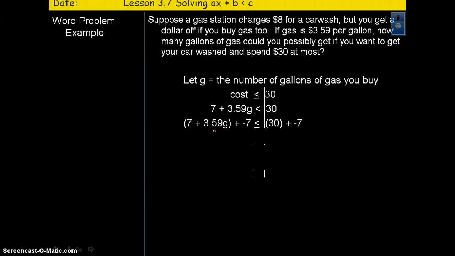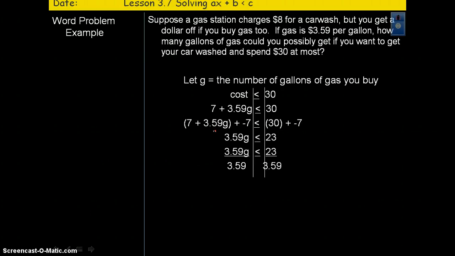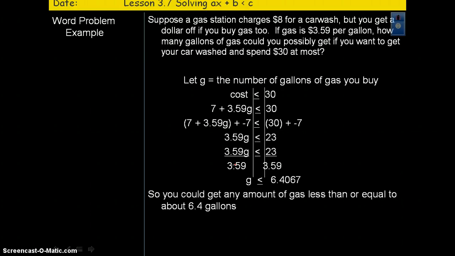Undo addition by adding the opposite of the constant. Simplify your like terms. 3.59g is less than or equal to 23. Undo multiplication by dividing by the coefficient. Beware, there may be a sense change. You'll notice we do not need to change the sense of this inequality because we are dividing by a positive value. Simplify our common factors. G is less than or equal to 6.4067, meaning the number of gallons of gas that we would want to get would be less than or equal to about 6.4 gallons.